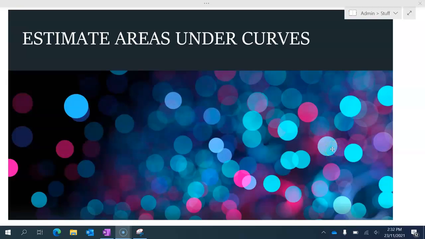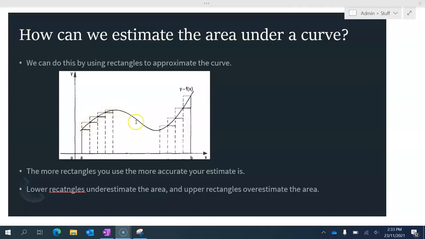In this lesson, we're going to estimate areas underneath curves, and we're going to do that just by using simple rectangles. So you can see here I have a curve, perhaps a cubic, we're not sure, and we want to work out the area of the region beneath there.